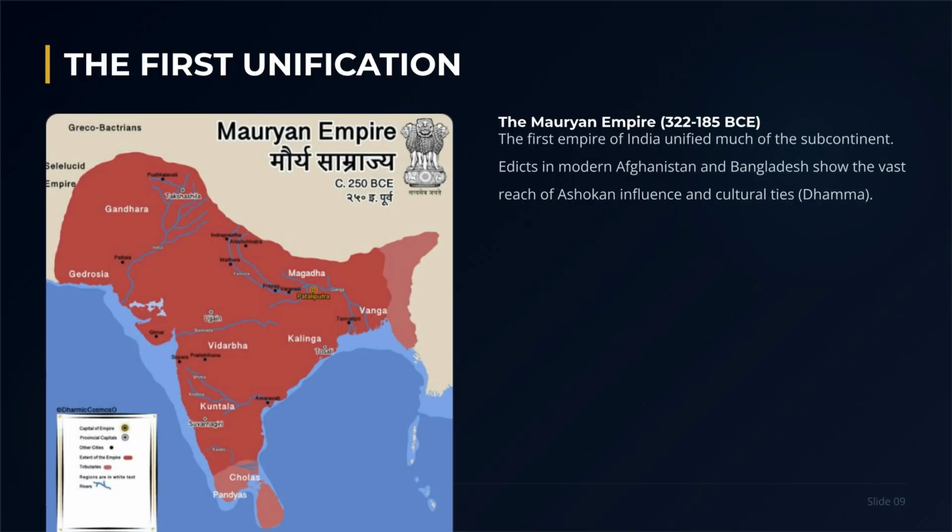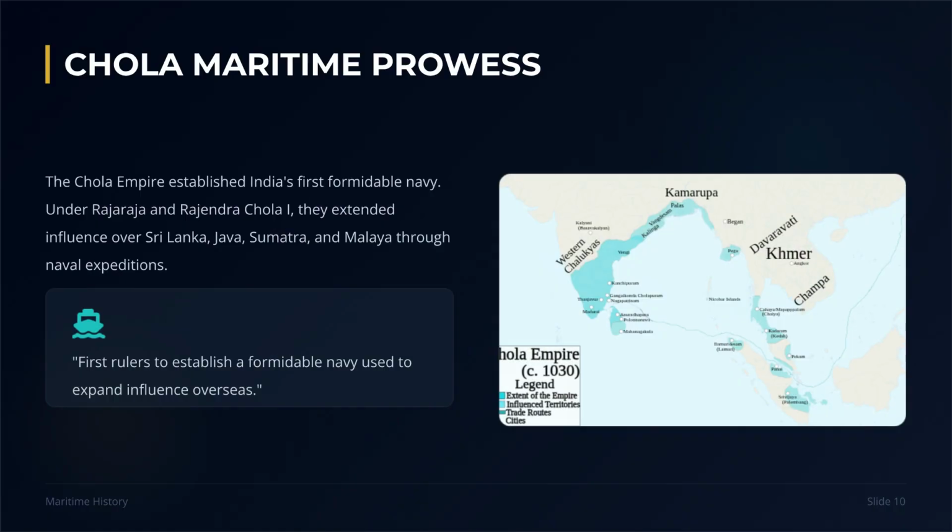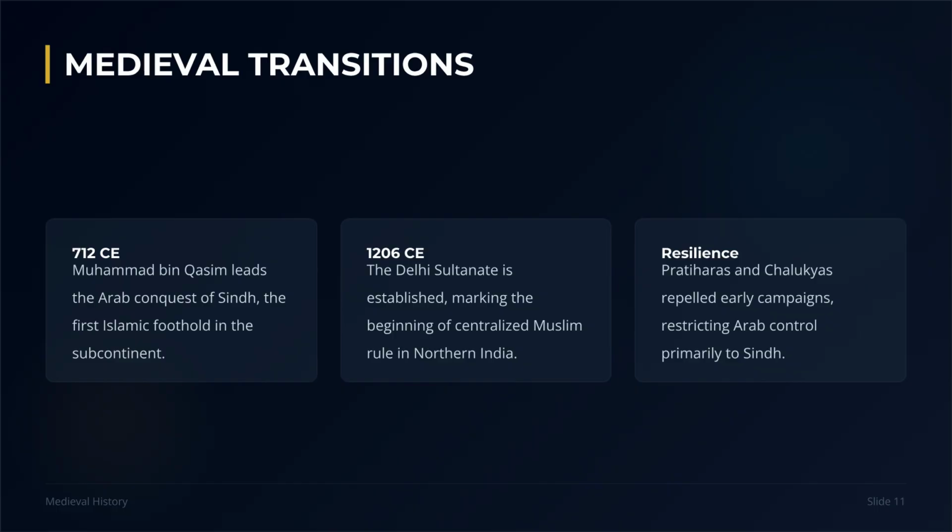The Mauryan Empire, starting in 322 BCE, unified much of the subcontinent, with edicts showing Ashokan influence across modern Afghanistan and Bangladesh. Later, the Kushan Empire, starting in the 1st century CE, fostered trade along the Silk Road, linking India globally. The Chola Empire, active around the 9th century, was renowned for its maritime prowess. Rulers like Rajaraja and Rajendra Chola I established India's first formidable navy, extending influence over Sri Lanka, Java, Sumatra, and Malaya through naval expeditions.